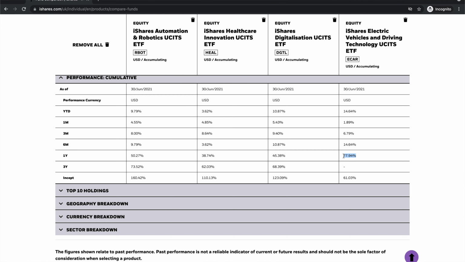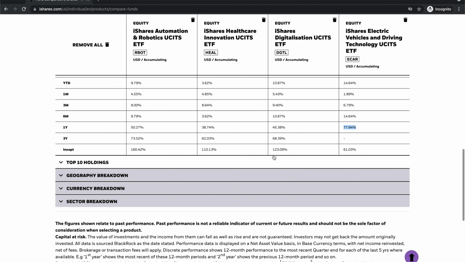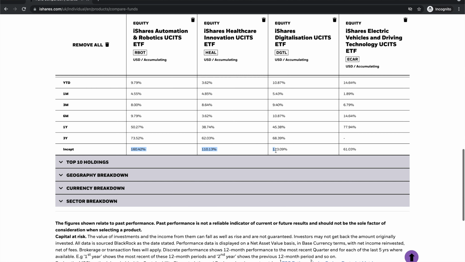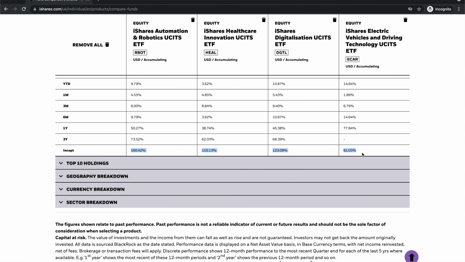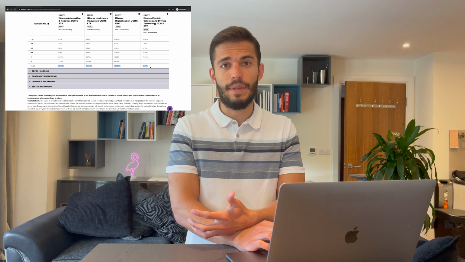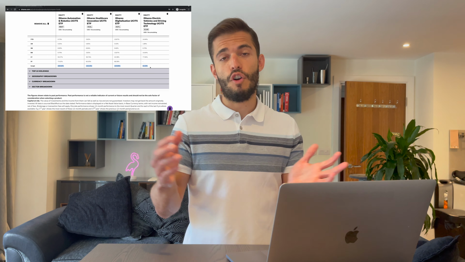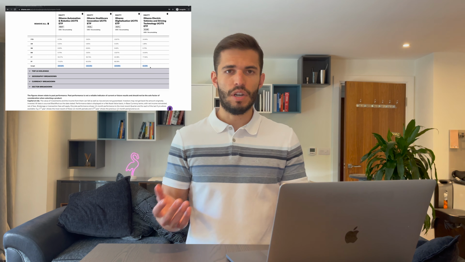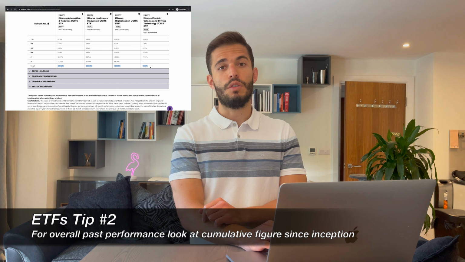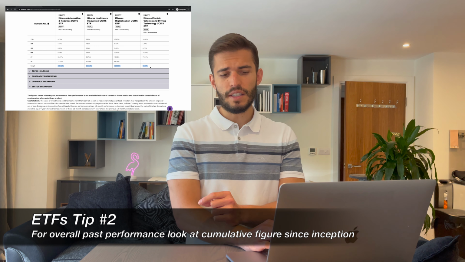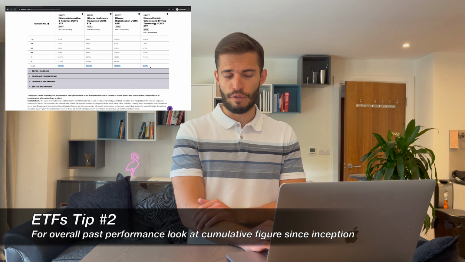Now, since inception, we'll see that the performance varies, right? 61% for eCar, 110% for HEAL, 160% for RBOT. Now, the caveat here is that the inception date might be different for these funds. A fund that has been around for 5 years, 10 years will obviously have a better cumulative performance since the inception. So do look at the inception date when looking at the cumulative performance.